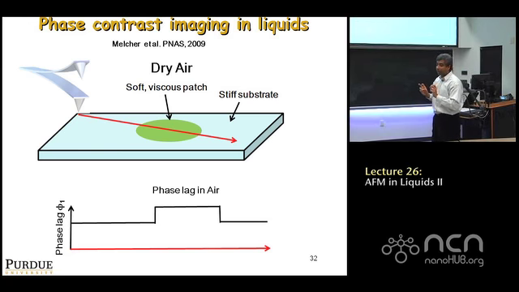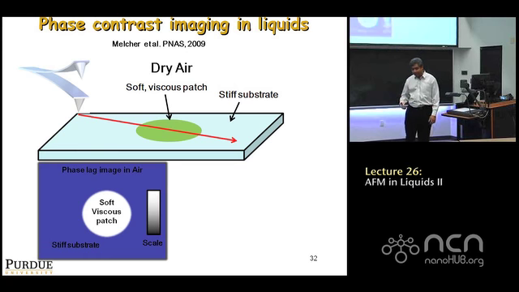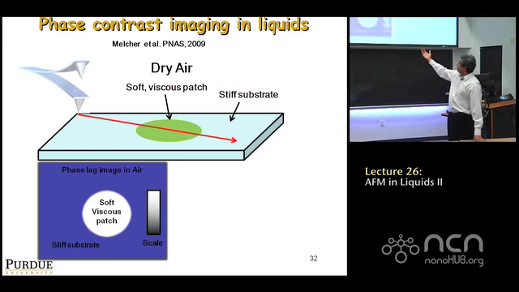So if you are in air and you had this and you plotted phase lag or sine of phase lag on this substrate, you would see brighter, i.e. the phase lag is greater on the more viscous part of the substrate, right? The more viscous, the greater the lag. The more the tip lags behind on a viscous substrate. So you would expect to see in the phase lag image the viscous patch appearing bright.